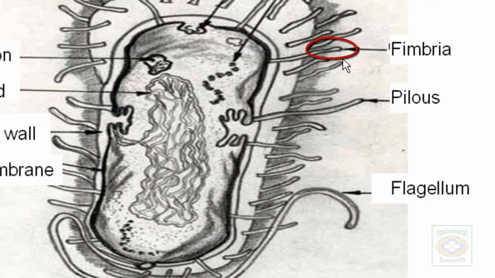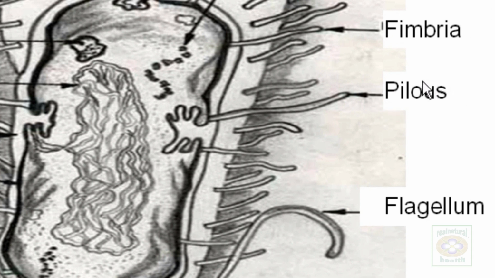The first are the fimbriae, which allow bacteria to attach themselves to surfaces or to each other. These are used to form biofilms. Then we find the pili, singular pilus. These are tubes that allow the bacteria to connect with each other and exchange information.